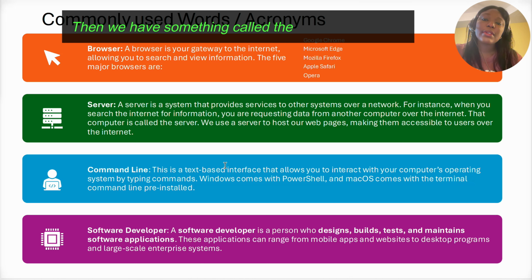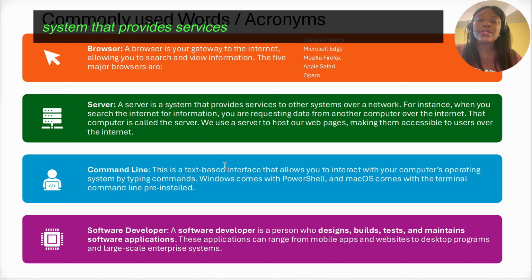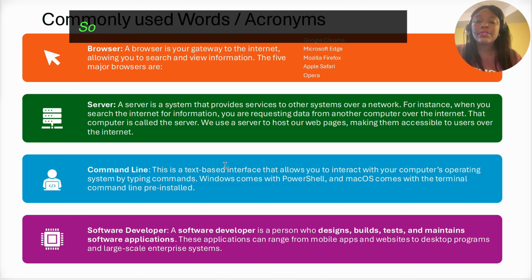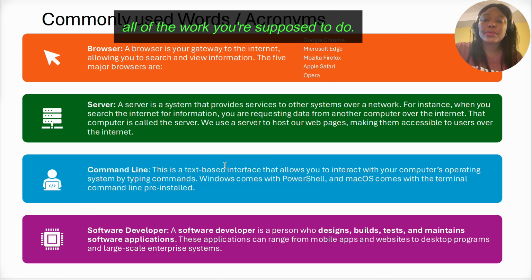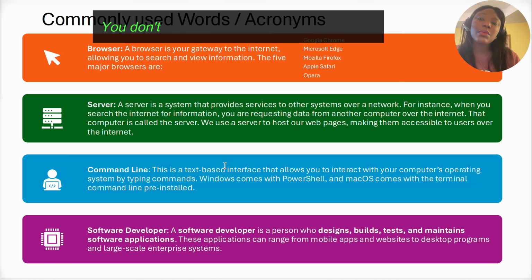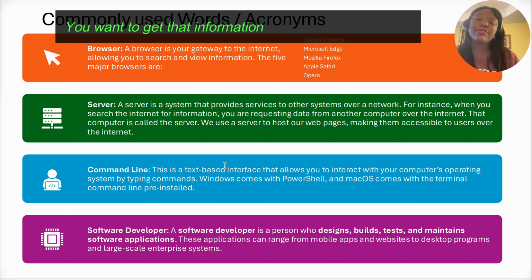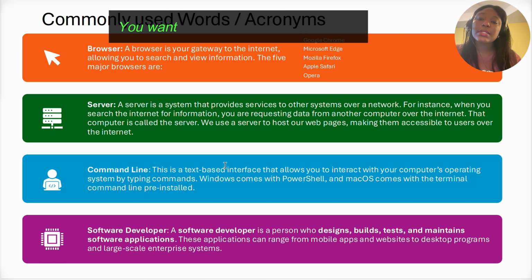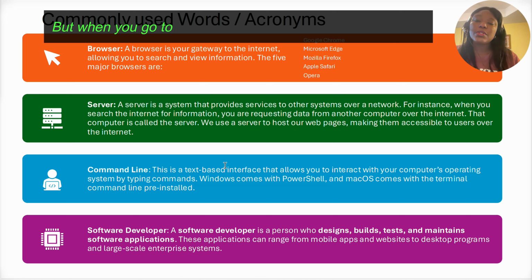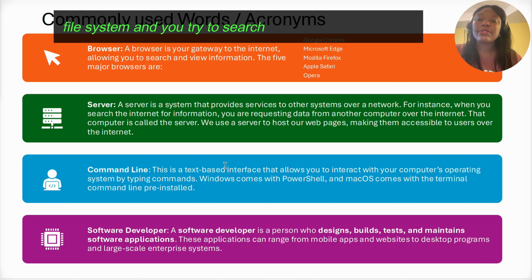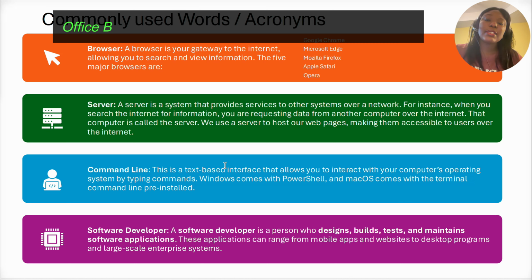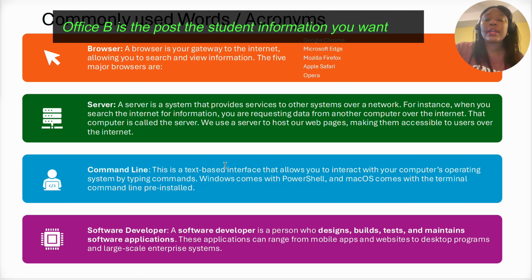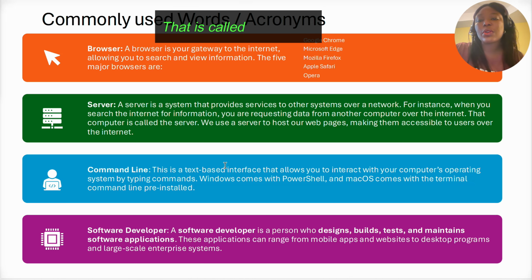Then we have something called the server, which is a system that provides services to other systems over a network. So if you have Office A, and Office B has a computer that has all the files and folders about all of the work you're supposed to do. Now in Office A, you have your computer. You don't know what you are supposed to do. You want to get that information from Office B computer over the network. You want to search Office B computer. Now when you go to your browser window or your file system and you try to search, Office B is the server that is providing a service to you. Office B is the server that holds the information you want and that you can search to get the information. That is called a server.